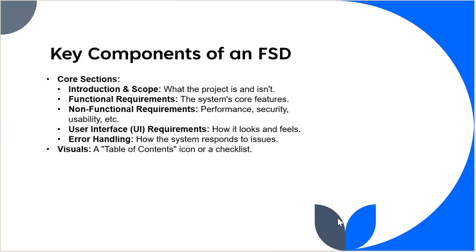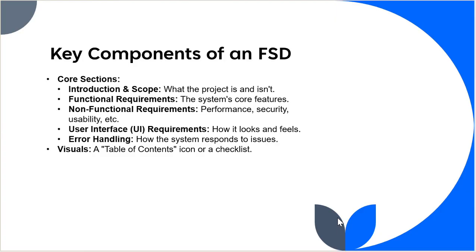So introduction and scope. In that we write what the project is and is not. We should write an introduction about the project. We should introduce the objective and goal of that project or the functionality of that project. We should clearly write down the in-scope functionality and out-of-scope functionality.